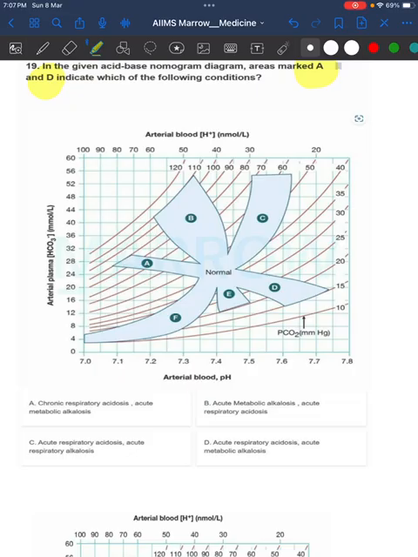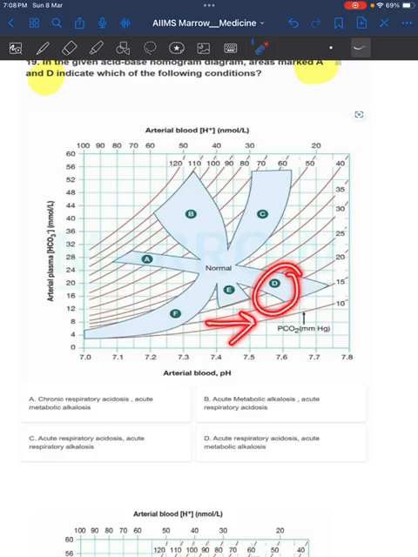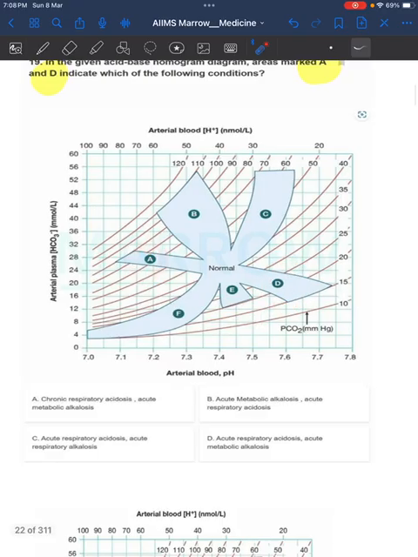So the simplest way to do is, first you have to check for the pH. See, this is the normal range of the pH. The A is on the acidotic side, so this is acidosis, and D is on the right side of it, is alkalosis. That's it. Then next, in A you can see the bicarb level is raised, it is almost around 28, and the PCO2 level is again almost near 100. So in A we can see the pH is low, PCO2 is high, and bicarb is again high. So this is your respiratory acidosis.